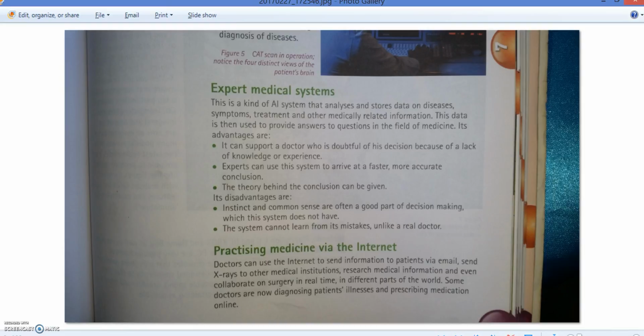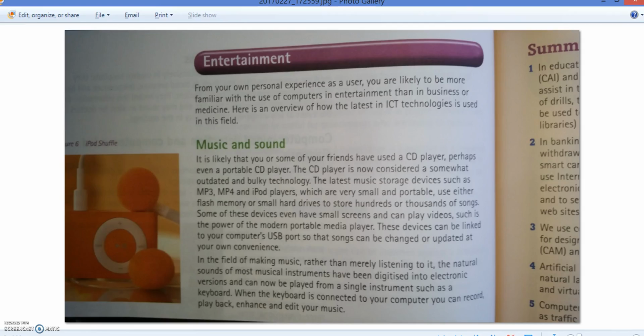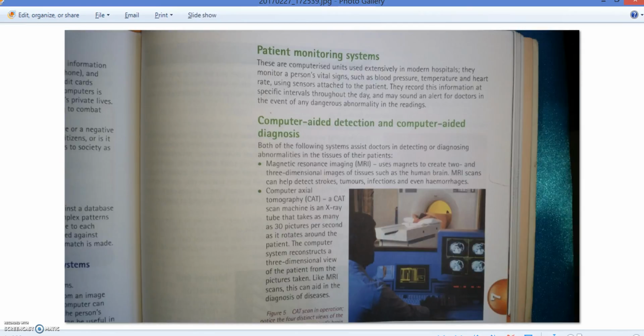Because so many of our medical facilities' equipment would be run with computers, they have to be very careful if the electricity goes. So, for instance, the patient monitoring systems: how can the patient be monitored if the computers are not working? So it can even be a life or death situation.